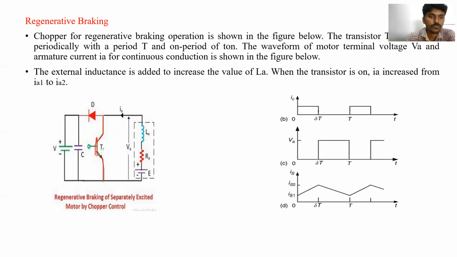So how does this circuit operate when the switch is closed? When the switch is closed, it will act as a short circuit. The current is flowing in this direction. So the output voltage is zero. Output voltage is nothing but the voltage across the armature terminal, that is zero.